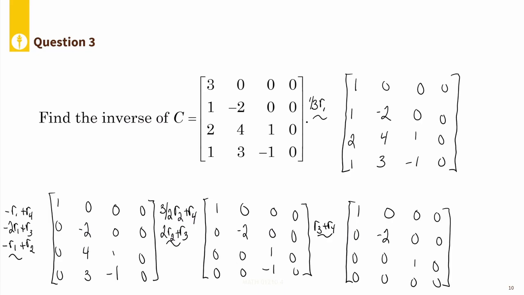Row of zeros means there's no way we're getting the identity matrix out of this. So C is not row equivalent to I4, which means C is singular, and we're done.